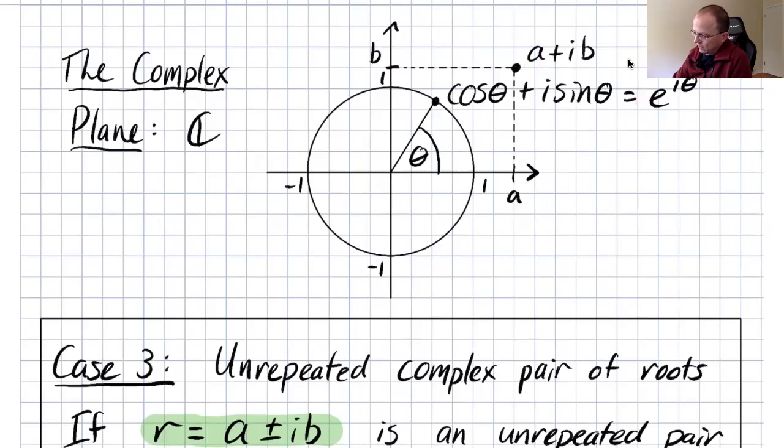And what is this e to the I theta then? We know e to the I theta is cosine theta plus I sine theta. So this is a point whose x coordinate is cosine theta and whose y component is sine theta.